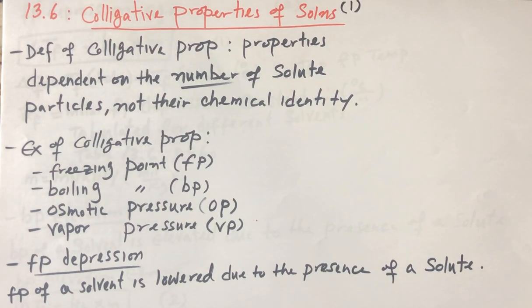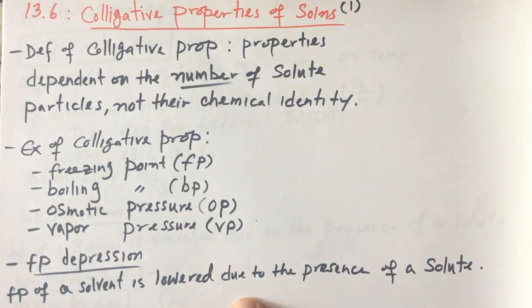So the first one we're going to discuss is called freezing point depression, or basically the one that I've outlined here as freezing point. The reason they call it freezing point depression is because the freezing point of the solvent is usually lowered after we add the solute particles to it. That lowering of the freezing point is referred to as depression. So freezing point depression is when the solution has a lower freezing point compared to the solvent itself.